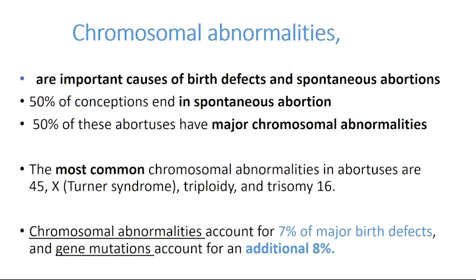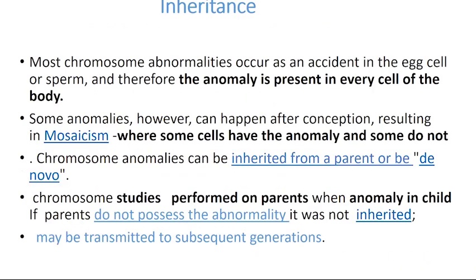Chromosomal abnormalities account for 7% of the major birth defects, and gene mutations and additional defects account for more. So chromosomal abnormalities are about 7%, and gene mutation, where the chromosome number is the same but there is some malformation in the gene, or the normal structure of the gene changes, that is what we call gene mutation. That is about 8%. Inheritance: what is the role of inheritance in genetic problems?